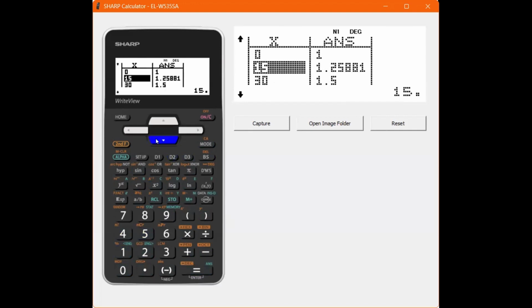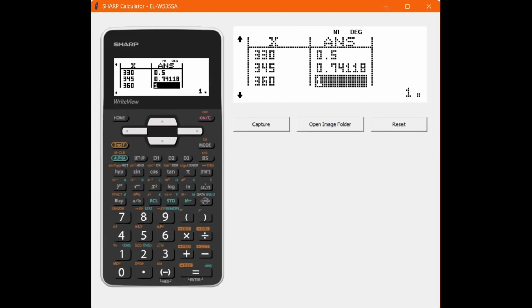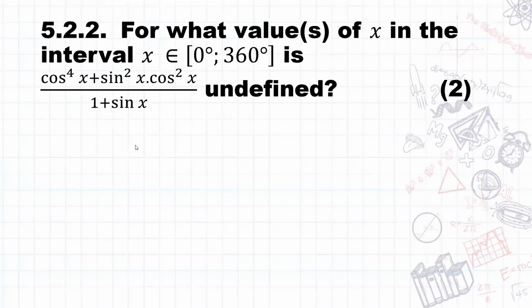And now if I scroll through the table, I'm looking for where my answer is 0, and they gave it to us between 0 and 360. So I can start at 0, and I'm just going to scroll. I'm going to look for where my answer is 0. And the only place I find it is at 270. The rest is all positive. So here we can see from this that the only place where x is undefined is actually at 270. So we would just then say x is equal to 270 degrees.